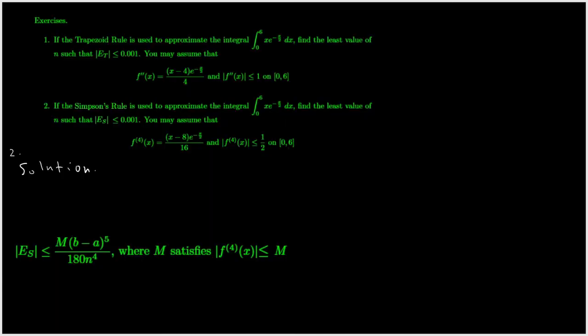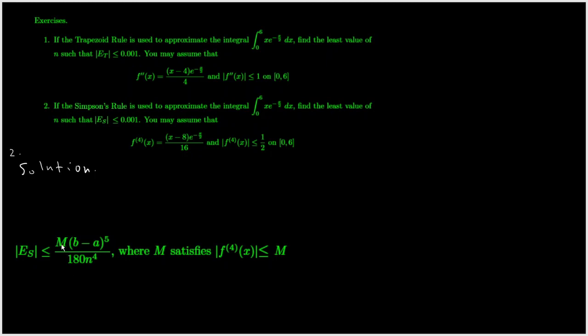The next question is in the nature of determining the value of n, the number of subintervals for a given accuracy. We'll work only on question 2. For question 2, you want the error to be less than or equal to 0.001. This is the accuracy you want. So what we are looking for is the value of n, the least number of subintervals needed to achieve that. The formula to estimate the error is here.